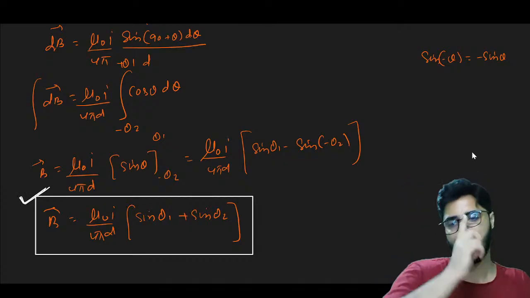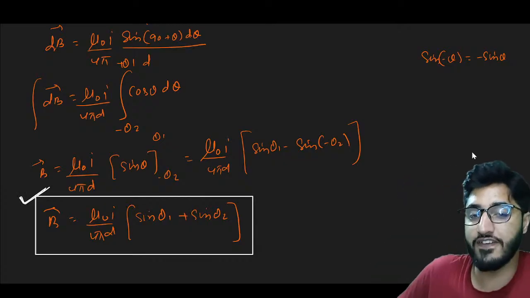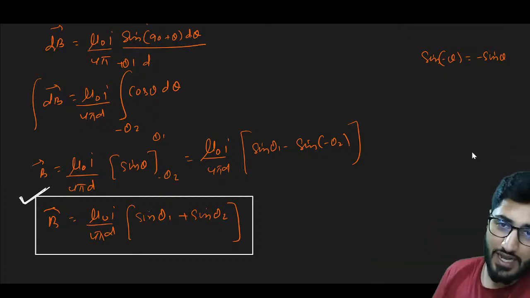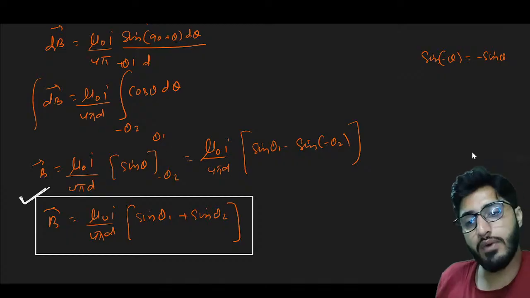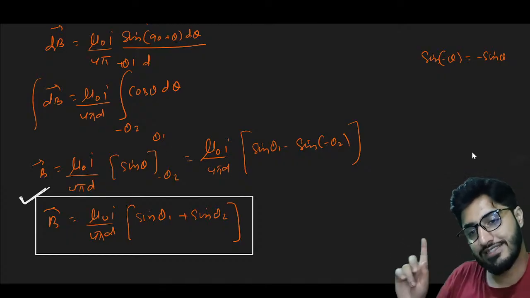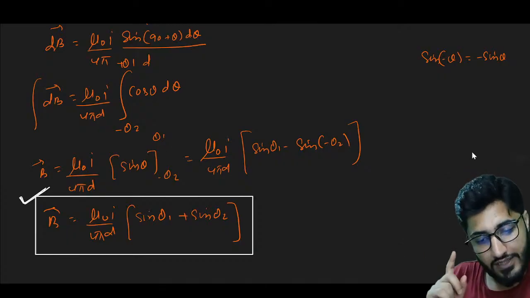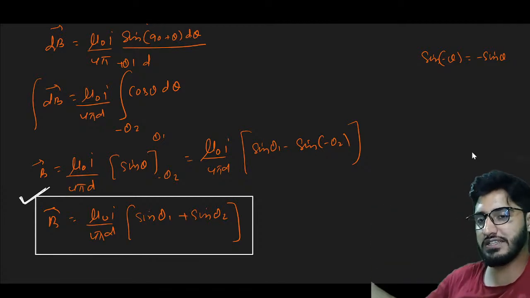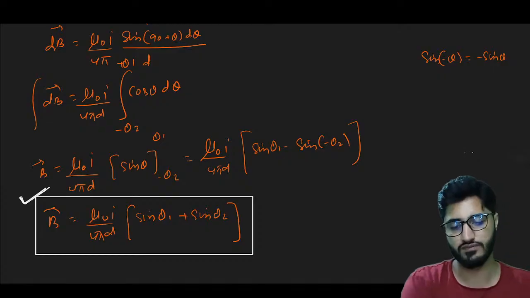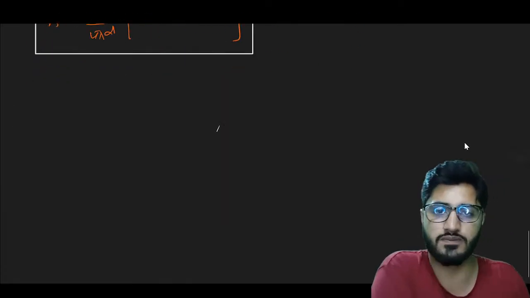I guess you know the electric field thing also, no? K lambda by r, sine theta 1 plus sine theta 2. In the same way here, mu naught I by 4 pi d, sine theta 1 plus sine theta 2. There also we had the infinite case and the semi-infinite case. Here also.